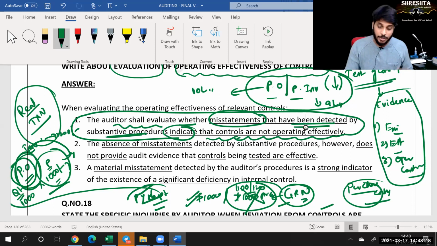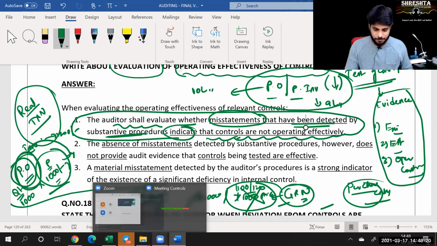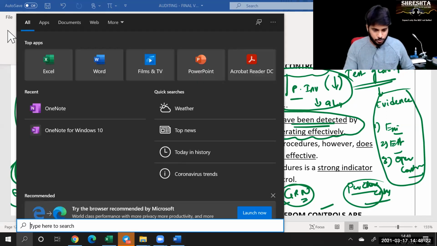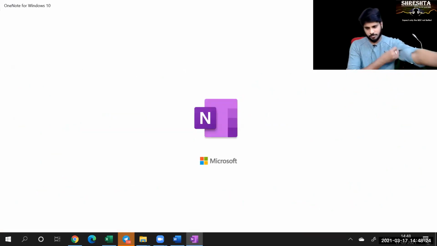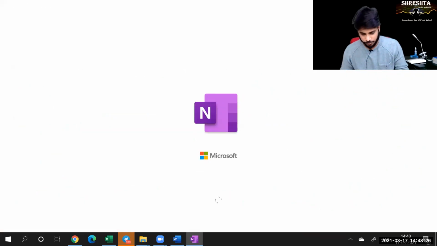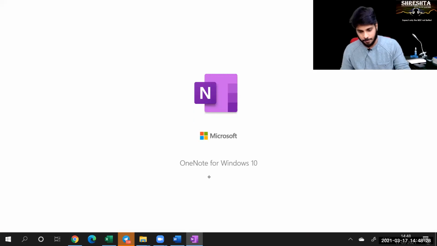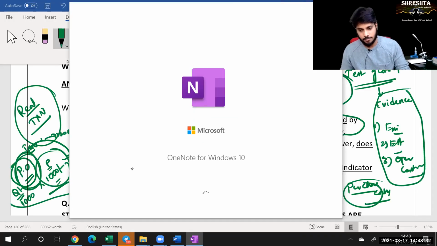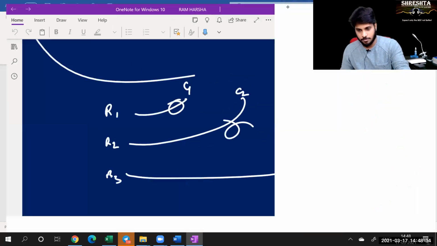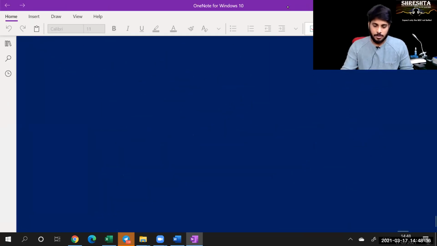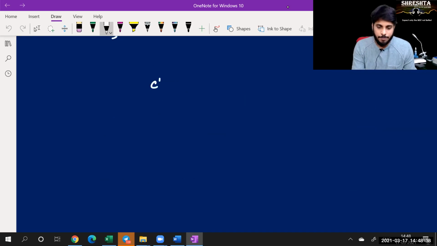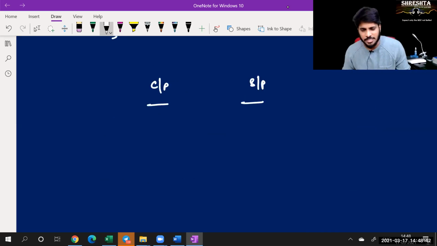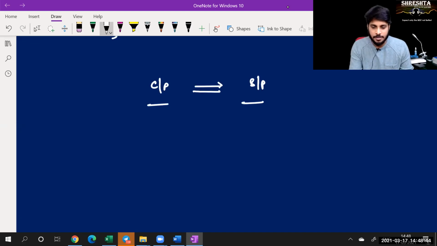By the way, we do test controls in two ways. I'll show you. Compliance procedure and substantive procedure, though we say they are two different parts, just go side by side.